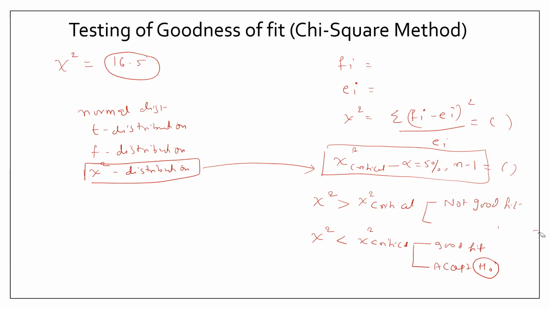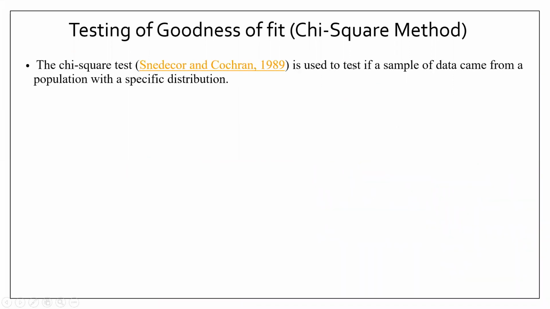So this is all the introduction to the chi-square distribution. Let's see its definition. The chi-square test is used to test if sample data come from a population of a specific distribution. As I said, they will give you the distribution to use to find the expected frequencies.